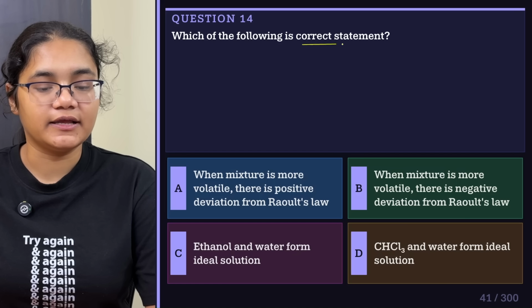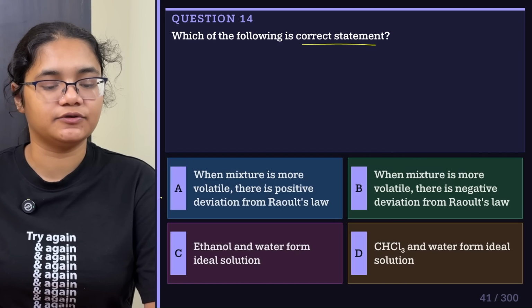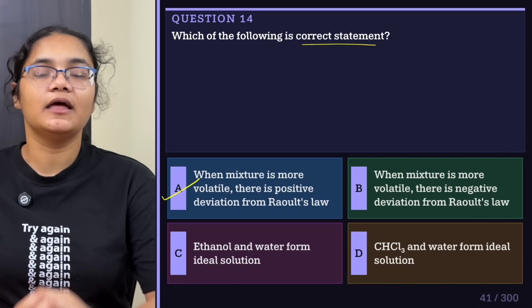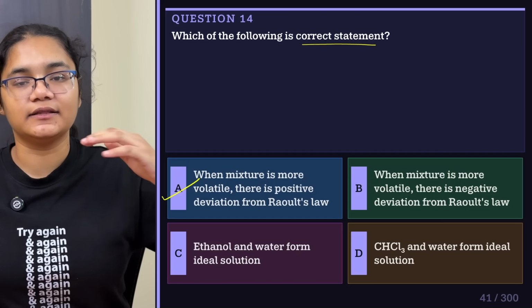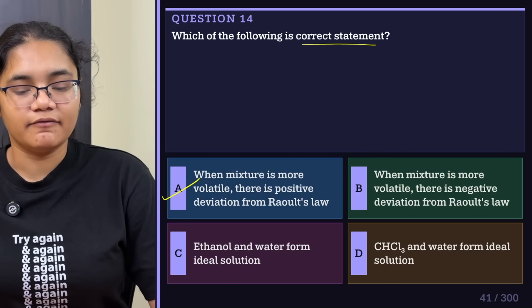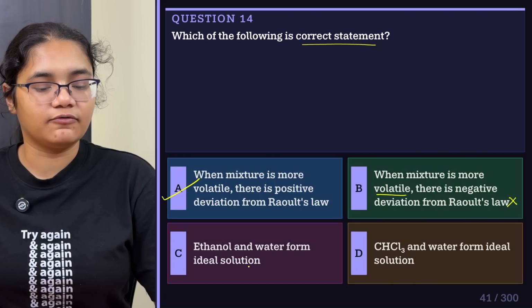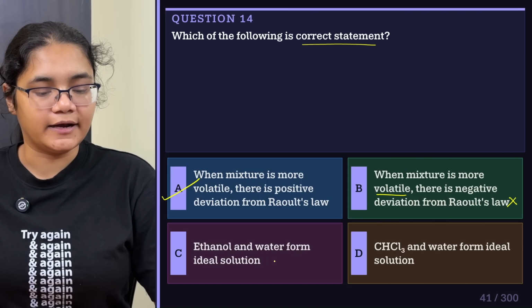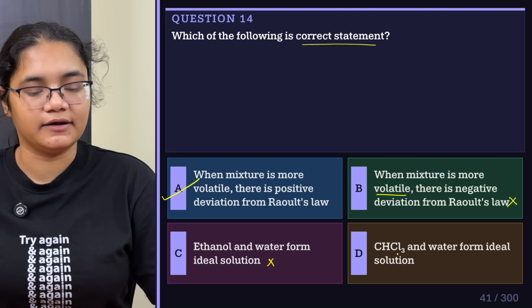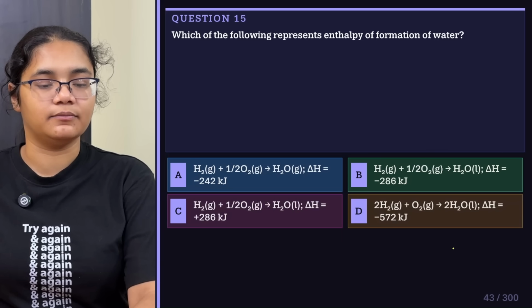Next, which of the following is a correct statement? When mixture is more volatile, there is a positive deviation from Raoult's law. This is a correct statement because when volatility is increasing, the vapors are evaporating and create a lot of vapor pressure. When mixture is more volatile, there is negative deviation. No. Ethanol and water form ideal solution. No, they form negative deviation. CH3Cl and water form ideal solution. No. So option number A here.